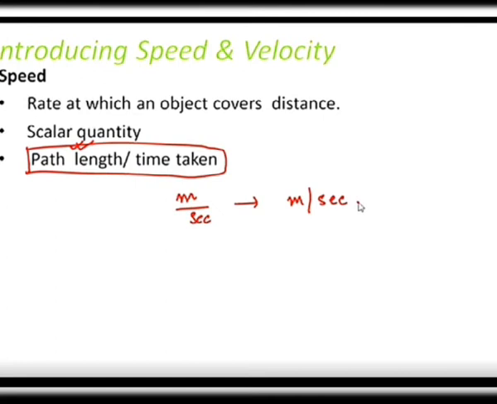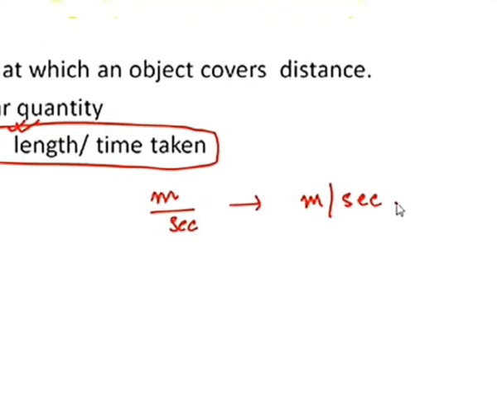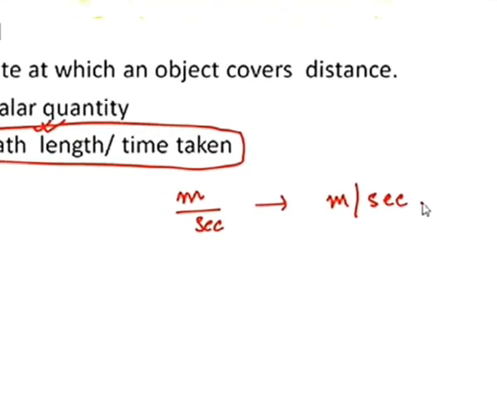So what is the SI unit of speed? As speed is equal to distance divided by time, or path length divided by time, what is the unit of path length? Distance is in meters, divided by the unit of time, which is second. So meter divided by second, meter per second. This is the unit of speed, or sometimes it may be kilometer per hour. This is all about speed.